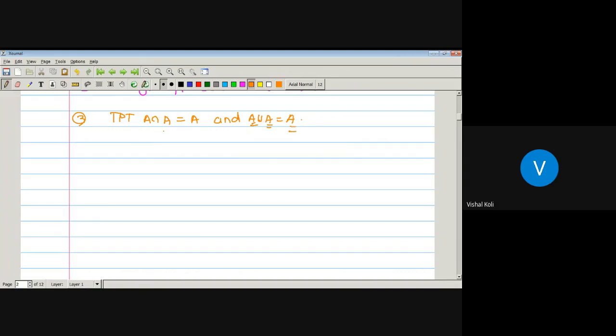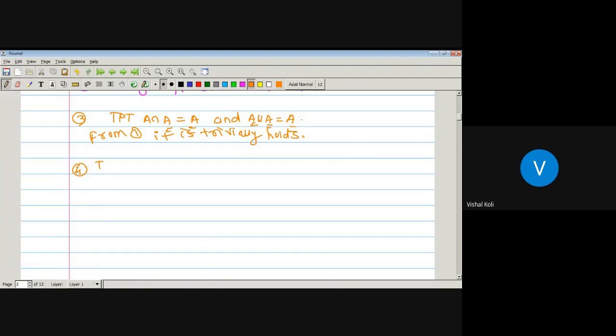And similarly, A intersection A, by definition, contains all the elements which are belonging to both A and B. But here B is nothing but A. Therefore, A intersection A contains all the elements of A. Therefore, from the first property, it trivially holds. It means trivially holds.